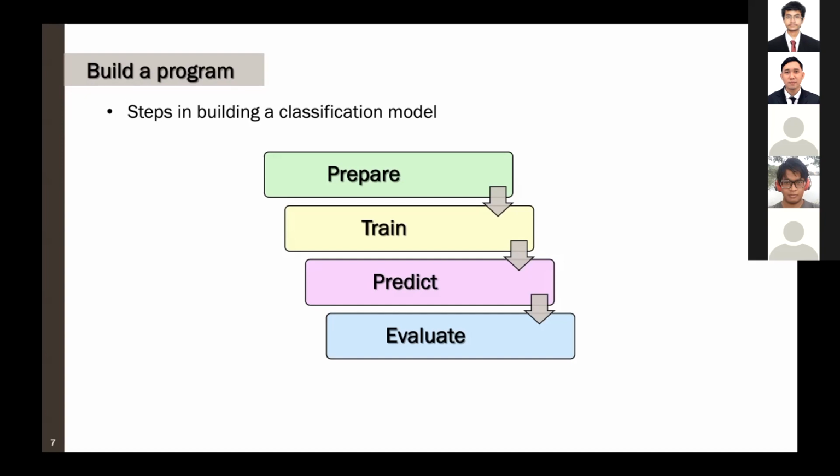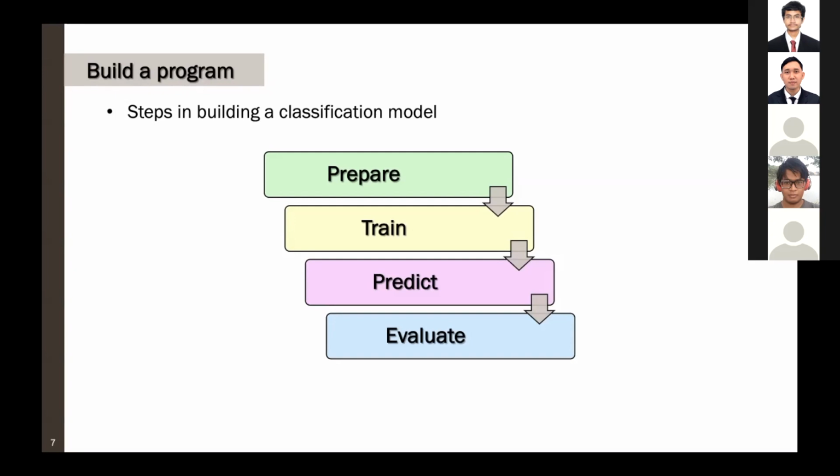In the case of a classification model, we don't use the training data to find the accuracy, but we use the test data, randomly drawn from the raw data, to evaluate the accuracy of the model that we already trained. So the steps are: first we prepare the data, then we train the model, then we use the model to predict, and then we evaluate with the real data that we have.